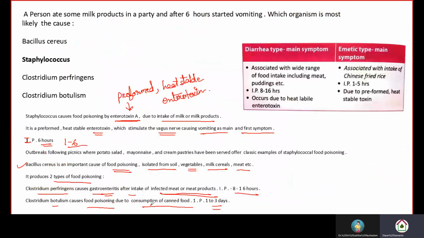And Clostridium botulinum can cause food poisoning due to consumption of canned food. Very important. You must remember that food poisoning from canned food is C. botulinum first of all, and IP is 1 to 3 days. Otherwise, it will be difficult for you to diagnose which organism this is. Now, the main type is diarrhea.